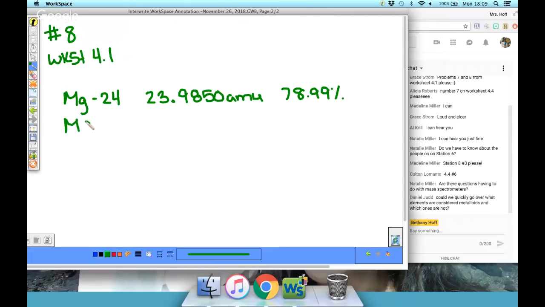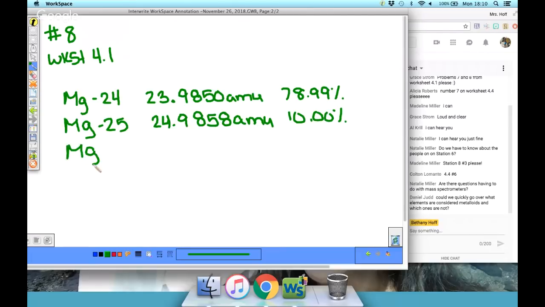We have magnesium 25, and this is 24.9858 AMUs. And we are told that this has a percentage of 10. And then we have this unknown isotope, so we're going to call that isotope X. We don't know the mass.